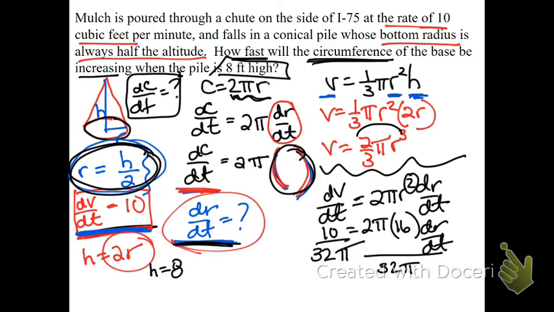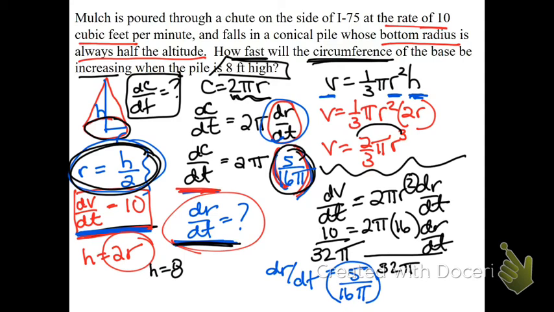And now I have what dr/dt is. dr/dt, if I simplify that, is actually 5 over 16 pi. That's what I need, believe it or not, to answer the question. Now I can put the 5 over 16 pi here, and I can answer the question they actually asked.